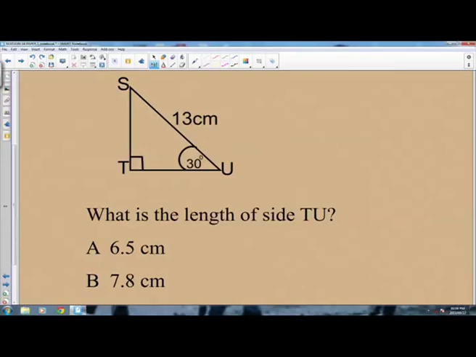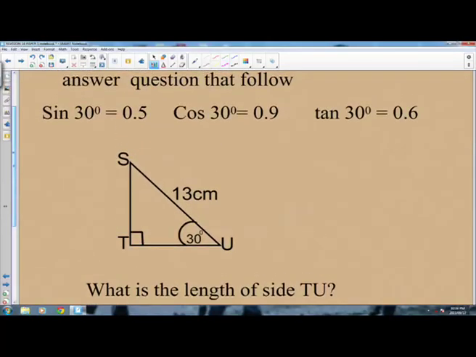We are given the sine of 30 degrees, cosine of 30 degrees, and then the tan of 30 degrees. So we are to use any of these. We need to check which one is the appropriate trigonometric ratio to apply here to find the side TU. Let us go for a short break. When we come back, we'll find the side TU.